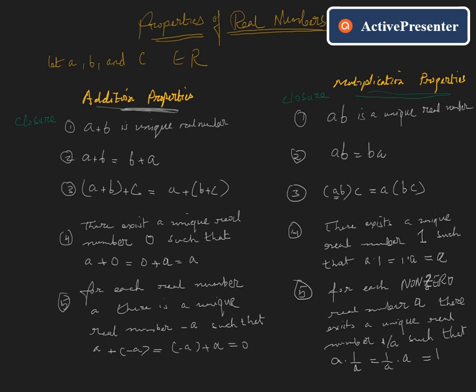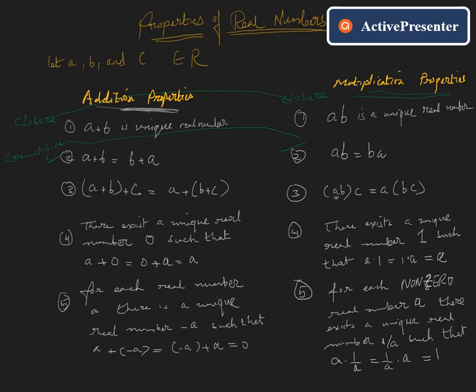In the addition property, if A and B are real numbers, A plus B equals B plus A. This is known as the commutative property. Also, in the multiplication, if A and B are real numbers, then AB equals BA, which is the commutative property. Okay? Also here commutative. This is closure and here closure.